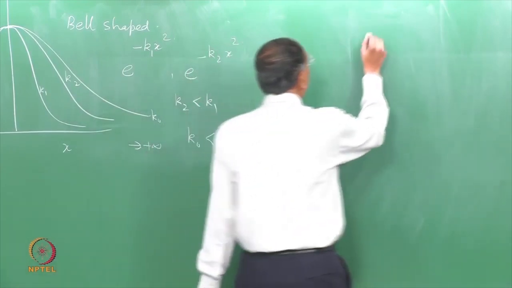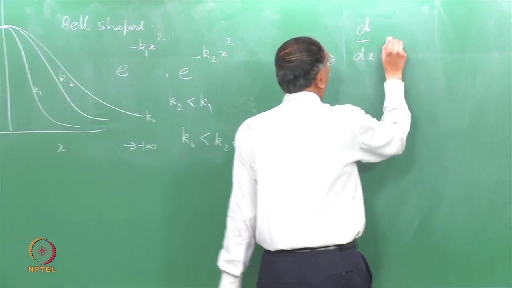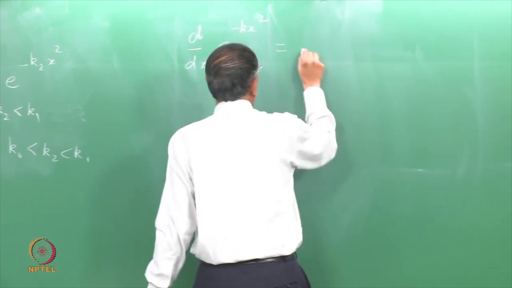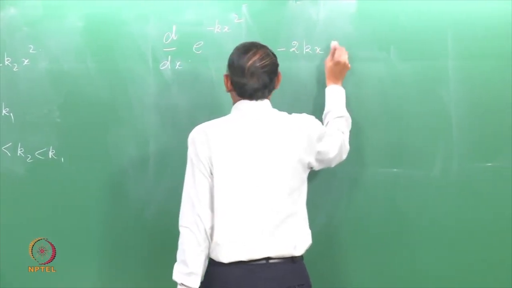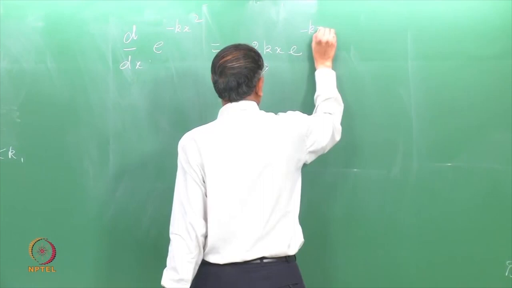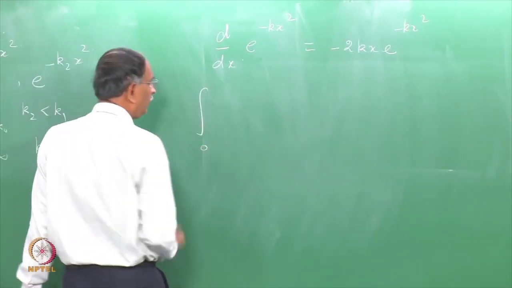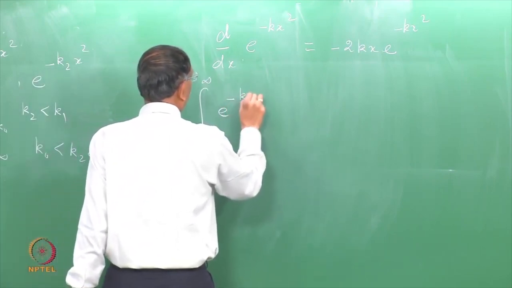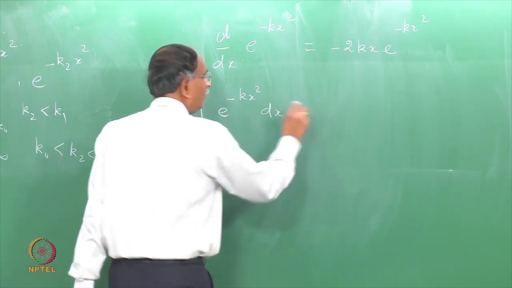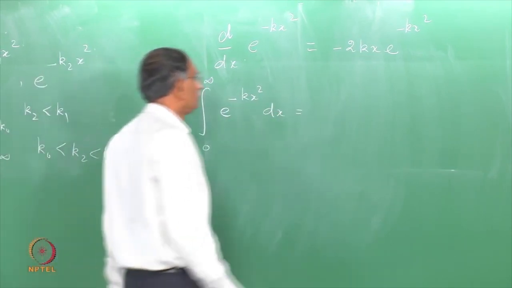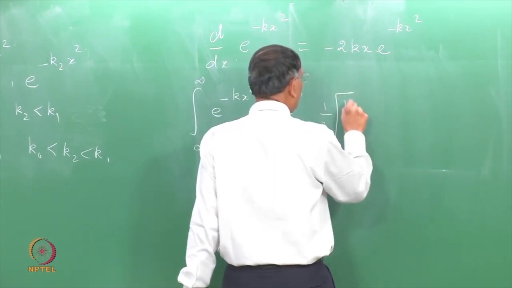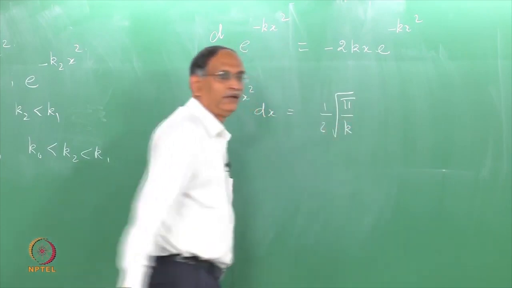And again, you must know that the derivative of this function, e to the minus kx square, is minus 2kx e to the minus kx square. Okay? And the integral of this function from 0 to infinity, e to the minus kx square dx, is given by 1 by 2 root pi over k.